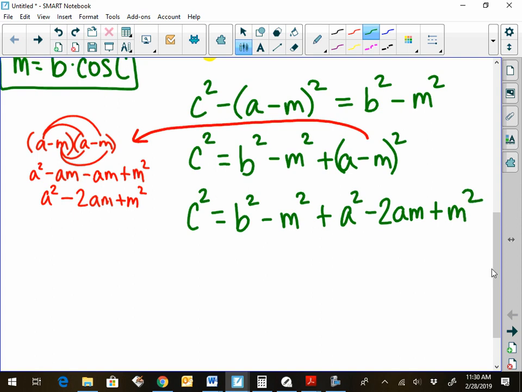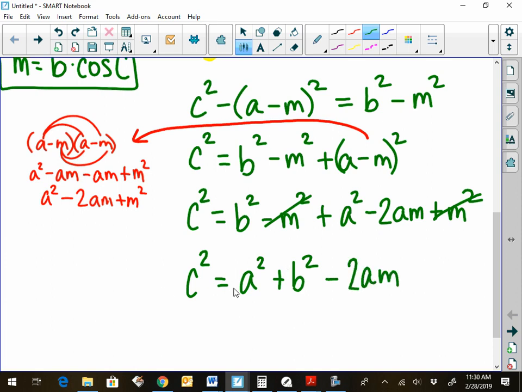Now, what do I notice here when I combine like terms? Notice that there's a negative M squared and there's a positive M squared. So those M squareds can actually cancel out. And then I usually like things written alphabetically, right? So I'm going to start this off and say C squared equals, and I'm going to just put the A squared first, because it was positive, so it stays positive, plus B squared, and then minus 2AM.